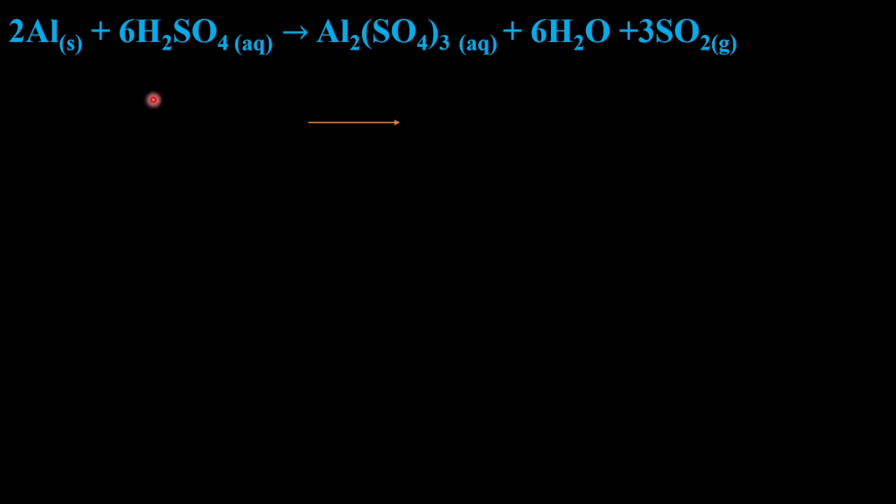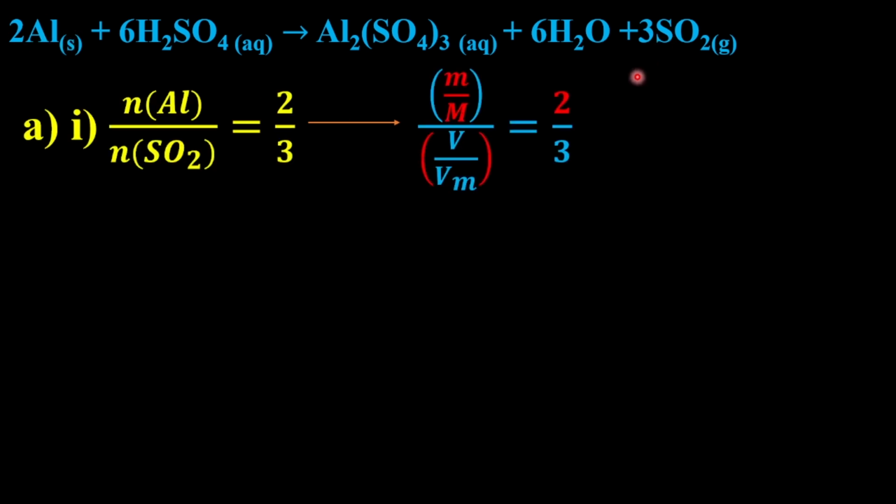So over here, we have our aluminium plus 6H2SO4 giving us the 3 products here. So we have to write the mole ratio between this and that. So let's see how it goes. So that will be n of aluminium over n of SO2 ratio 2:3. That is from here, as you can see on the screen.